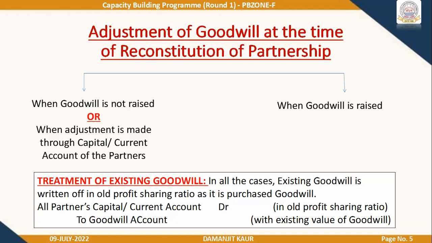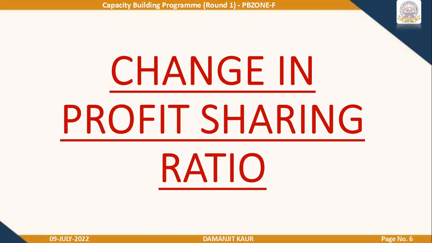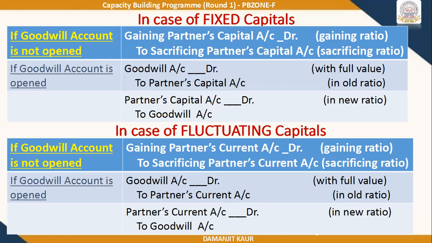The full value of goodwill will be credited here. Whatever value is shown in the balance sheet, that full existing amount of goodwill will be credited here, and it will be divided among the partners in their old profit sharing ratio. Old profit sharing ratio means before the agreement has changed. So we'll discuss all these methods under three different cases: change in profit sharing ratio, admission of a partner, and then retirement or death of a partner. Beginning with change in profit sharing ratio, let's have a look at the journal entries.